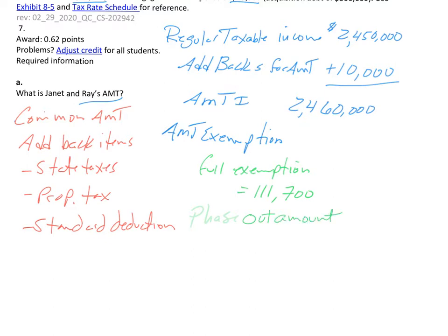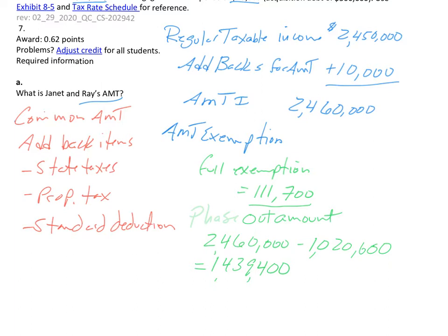All right, so to figure out our phase out amount, we're going to take our AMTI, which is 2,460,000, and subtract from it that beginning phase out amount. And remember, you can find this AMT exemption amount in your Chapter 8 schedules. Okay, so our overage then is 14394.